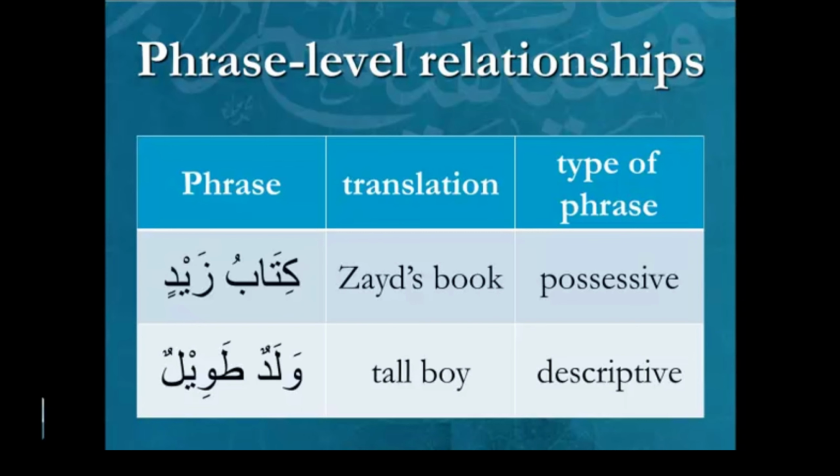Two of them were given to you in the previous session, and we're just reminding you of those two here. The possessive one is where you have the two nouns arranged in this particular way, where the first noun is empty of "al" and tanween, and the second noun has the jar, kasra at the end of it. In the descriptive phrase, they're both empty of "al," and they both have the same ending, and not only that, but they have the same gender and the same plurality, like "tall boy."